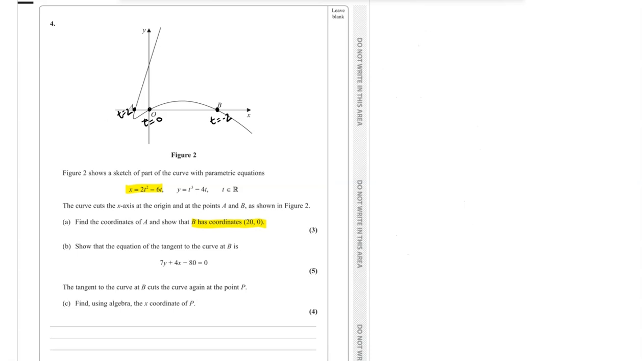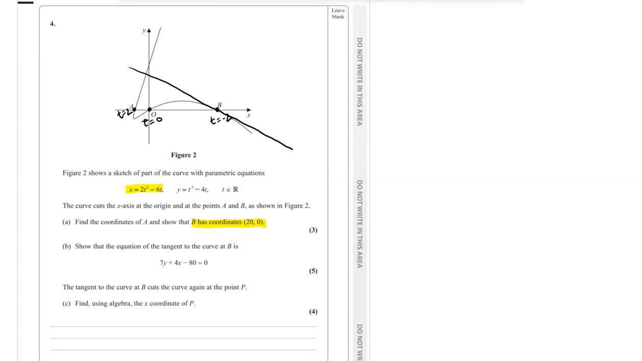In this part, we're asked to find the equation of the tangent to the curve at B. So let's just do a little sketch of what that's going to look like. We've got our tangent, only a very rough sketch here, to the curve at B. Remember that the gradient of the curve is going to be the same as the gradient of that line at that point B. So we need to find the equation of that line.